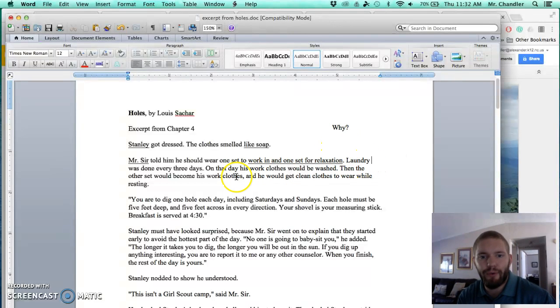Laundry was done every 3 days. On that day, his work clothes would be washed. Then the other set would become his work clothes, and then he would get clean clothes to wear while resting. Okay, so you know offhand that this is going through a cycle. So if you want, you can put a bracket here, bracket here. And so again, you can annotate however you need to. So going through a cycle.